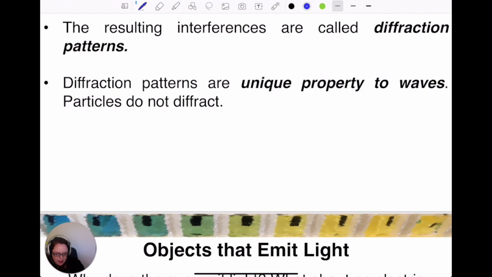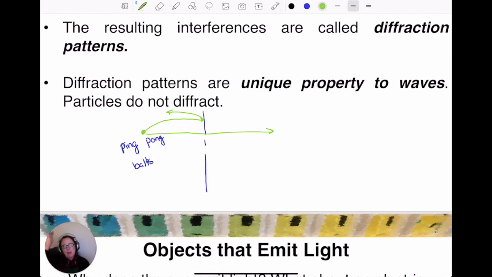So if I take a bunch of ping pong balls, and I throw them at a wall that has two holes in it, then they'll either hit the wall and bounce back at me, or they'll go through and just go straight through. So the ping pong balls are going to go through, and they'll bend down a little bit because of gravity, but they will just kind of go through. They're not going to bend up, for example, the way the waves do. They'll only bend down.